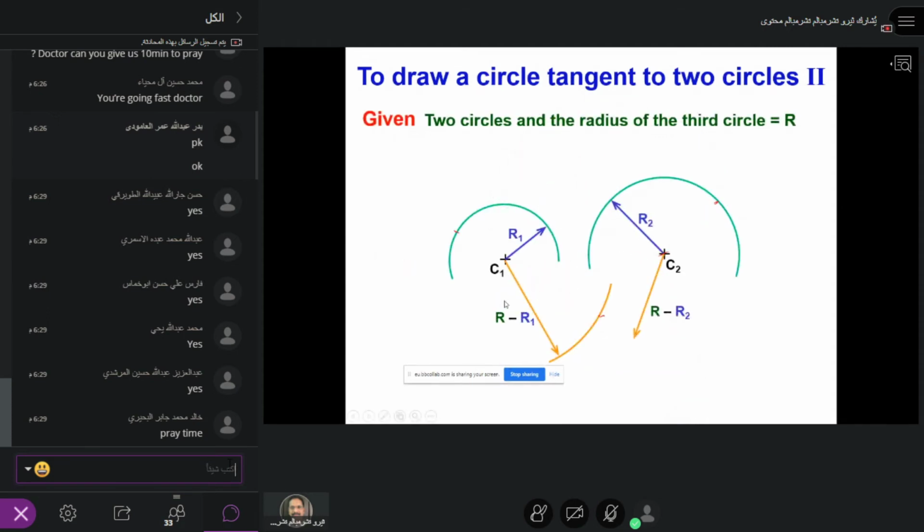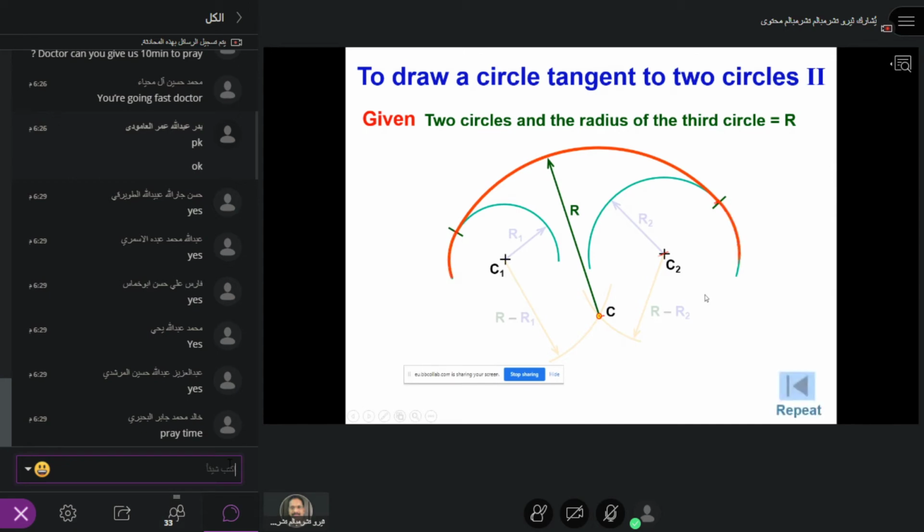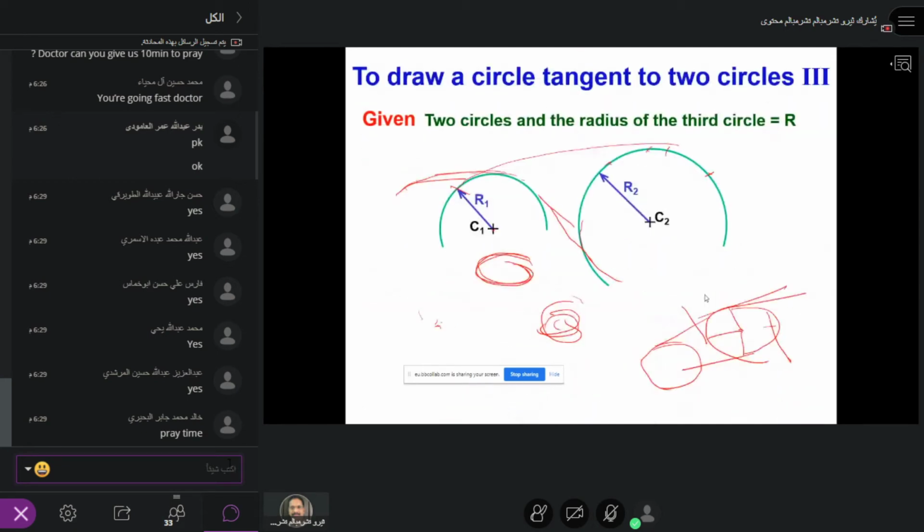R is given, R minus R1, R minus R2. So take that C as center, draw the tangent, and then similarly you join here, and then take C as center, R as radius, and now you see this radius, within the radius these two circles are inside. The next one is one inside, one outside. This is in, that's out. So for this you use negative, here it is positive.